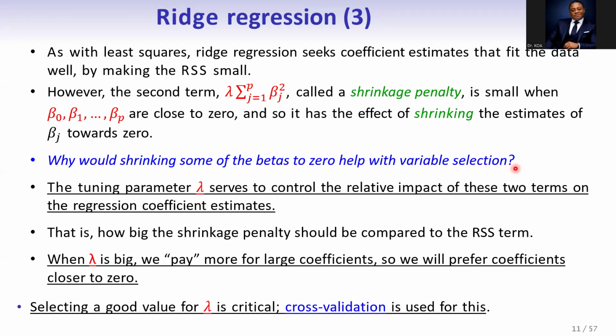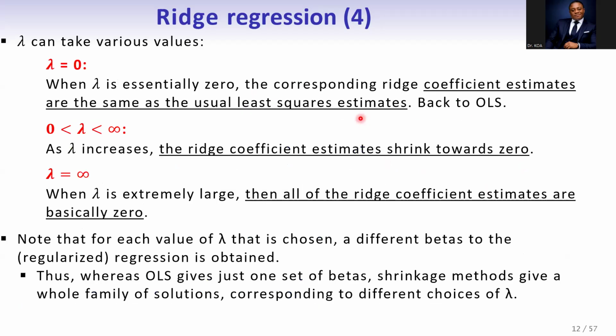You're going back towards OLS. So selecting a very good lambda, a very good tuning parameter, is critical. And one thing we can use to do that, and we shall do that also in the software, is cross-validation. Cross-validation can help you to be able to do this.